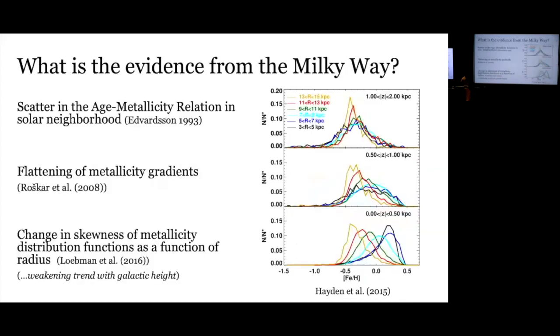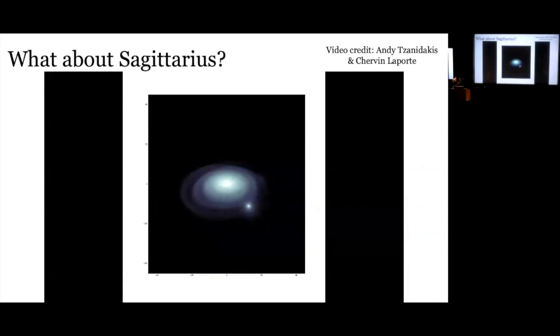So why do we believe this is something that is actually happening in the Milky Way? Well, first, it provides a very natural explanation for a number of observables, like the scattering in the age-metallicity relation and the flattening of metallicity gradients. And there's a more recent result, I think this came out of APOGEE, with the change in skewness from negative to positive skewness as you march out in the disk. And this is a weakening trend with galactic height, perhaps as these populations become less susceptible to the in-plane drivers of radial migration.